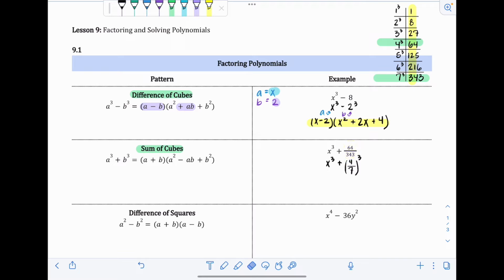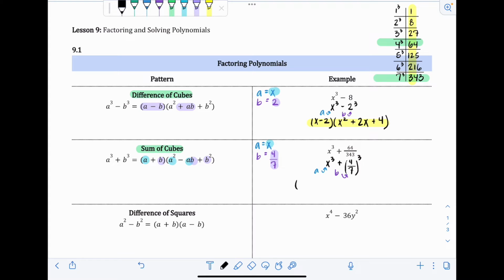Now that it's rewritten with a base to the third power, I can see what my a and b are again. So a is going to be just x. B is going to be 4 over 7, 4 sevenths. So A is x, B is 4 sevenths, and we treat it the same way as the last problem, where we just take those and put them into this formula. So A is x, so we'll put x right here, and right here, and then B is 4 sevenths, so we'll put 4 sevenths right here, and right here.